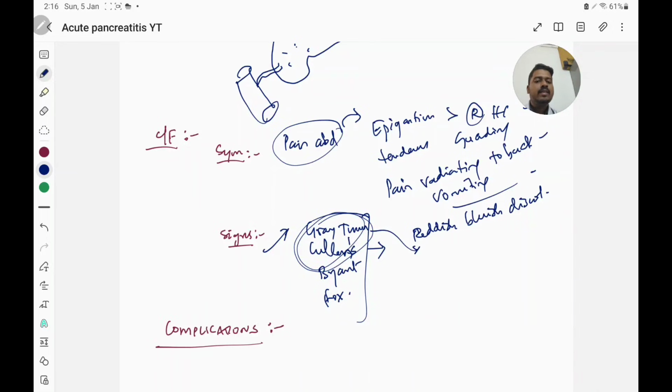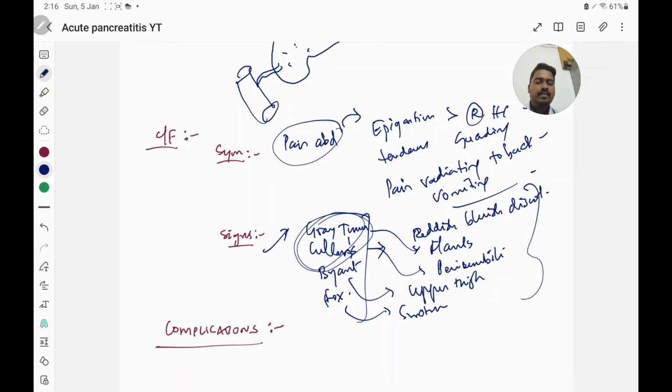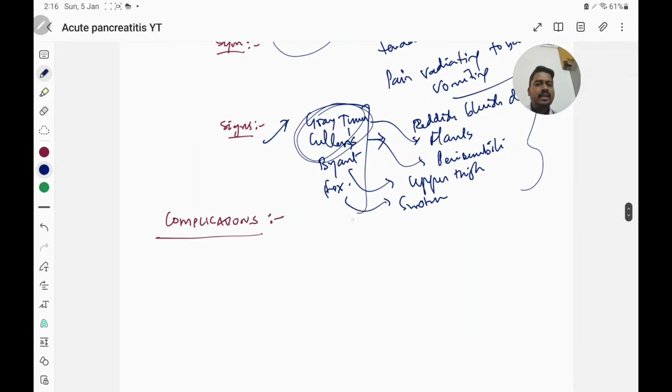Gray Turner's is in the flanks. Cullen's is periumbilical reddish bluish pigmentation. Bryant sign is near the upper thigh, below the inguinal ligament, and Fox is in the scrotum. So these four are signs, but are they specific? No, they can mean other conditions also.